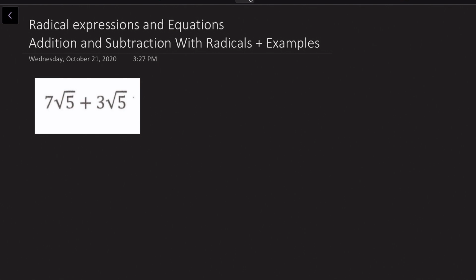For this first example, we have 7 times the square root of 5 plus 3 times the square root of 5. We can see that our radical is the same and both 7 and 3 are real whole numbers. So we could just add those together. 7 plus 3 is equal to 10 times the square root of 5. And that's our answer.